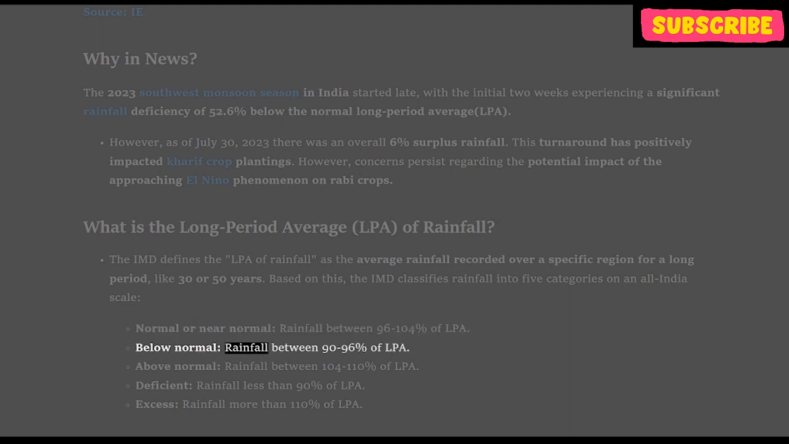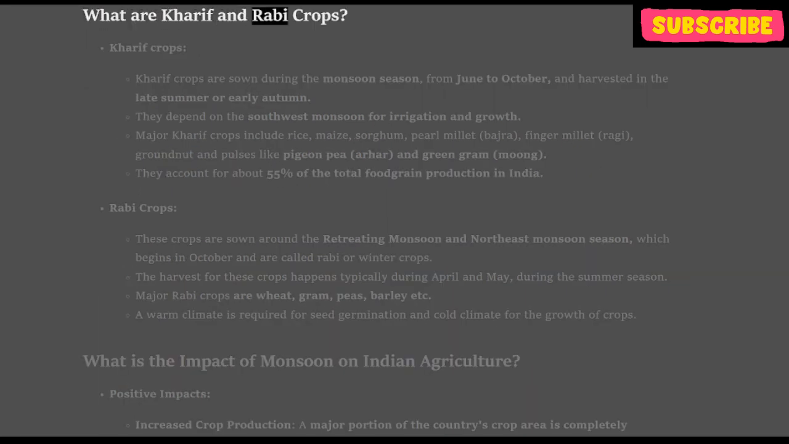Below normal: rainfall between 90 to 96% of LPA. Above normal: rainfall between 104 to 110% of LPA. Deficient: rainfall less than 90% of LPA. Excess: rainfall more than 110% of LPA. What are Kharif and Rabi crops?